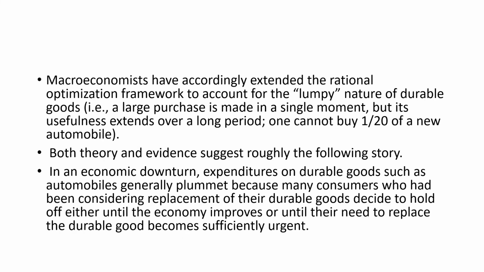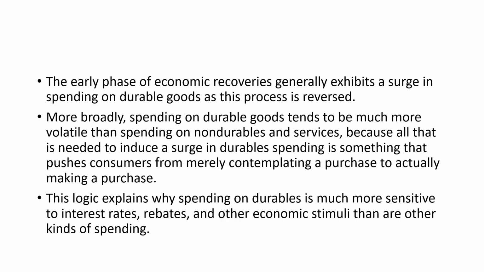Macroeconomists have extended the rational optimization framework to account for the lumpy nature of durable goods as well. And in an economic downturn, what happens is the expenditure on durable goods will be affected, because consumers have a tendency to hold off replacing durable goods until there is some improvement in the economy. The early phase of economic recovery generally exhibits a surge in spending on durable goods, and this logic explains why spending on durable goods is much more sensitive to interest rates.